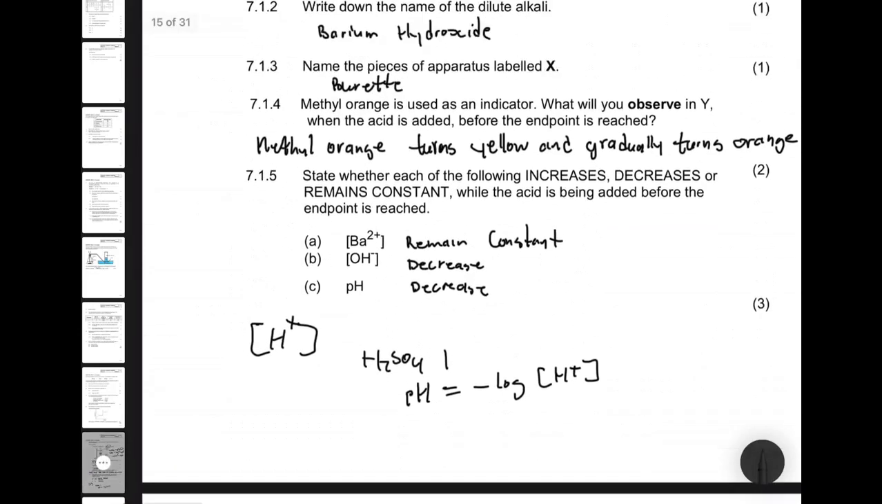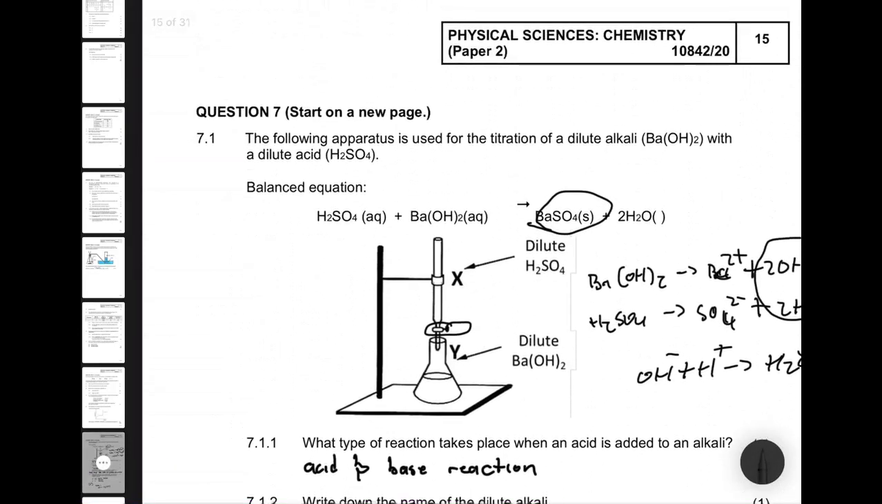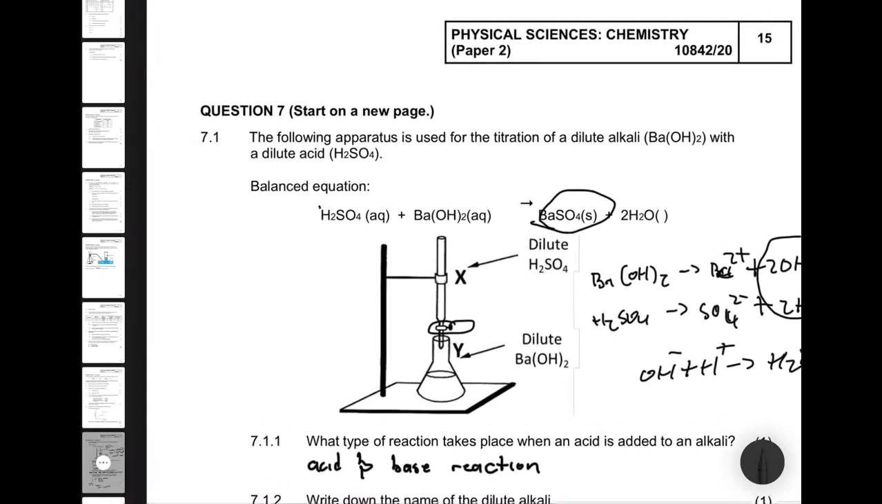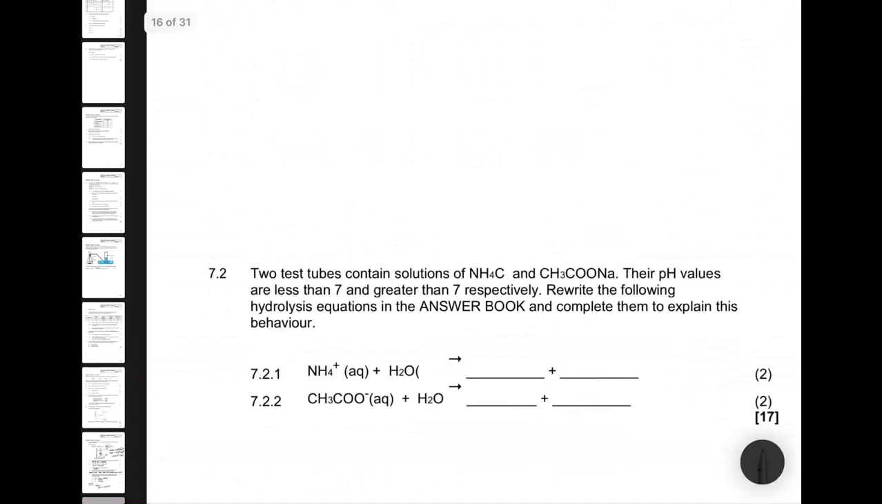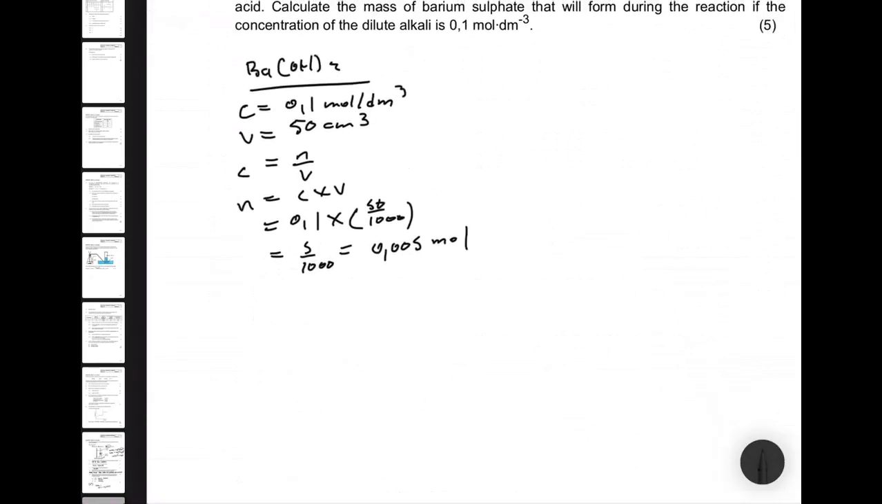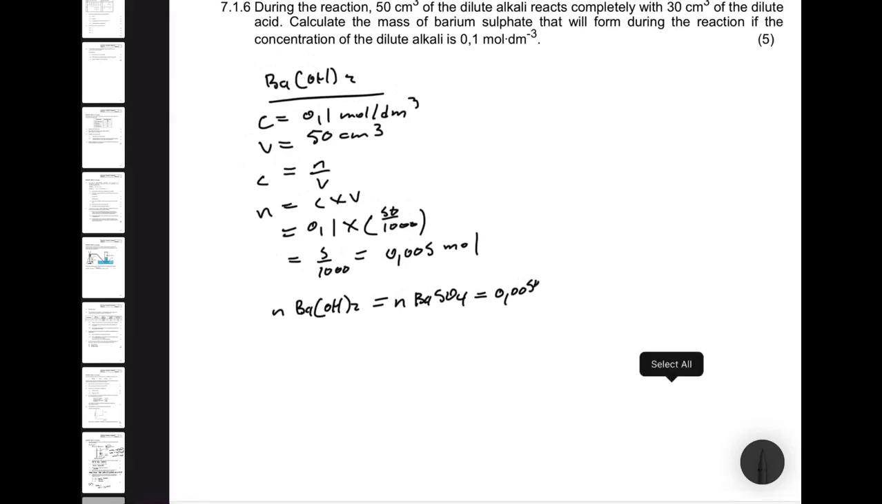So if we go back to our equation again, the balancing coefficients, we have 1, 1, 1, right? So the number of moles are basically equal for all those three that I just indicated there. So the number of moles of Ba(OH)2 will be equal to the number of moles of BaSO4. So that will be 0.005 mole, right?